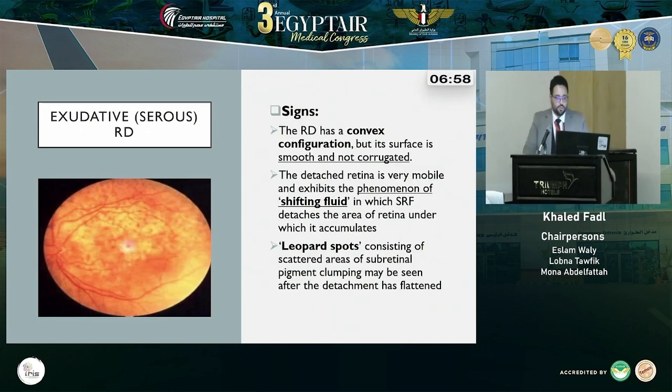And in the signs, we have a convex configuration, and the surface is smooth and not corrugated. We have the phenomenon of shifting subretinal fluid, and Lieberman spots, which consist of scattered areas of subretinal pigment clumping and may be seen after the detachment has flattened.